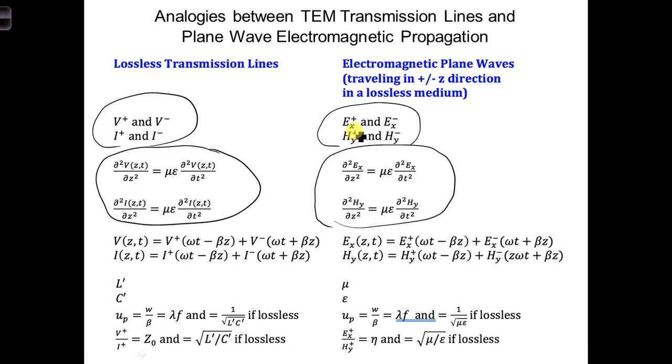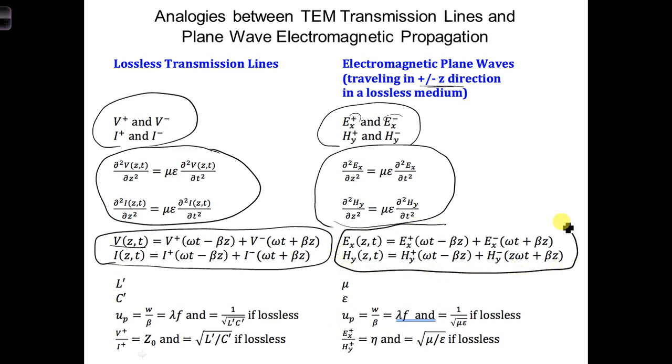Now, notice we have directions. The subscript here means it's oriented in the x direction. Here it means it's propagating in the positive direction, and this is for a positive z direction or negative z direction. Here is our general solution, the total voltage on the transmission line, with positive and negative traveling waves. We can also have positive and negative traveling plane waves that have varying E and H fields.